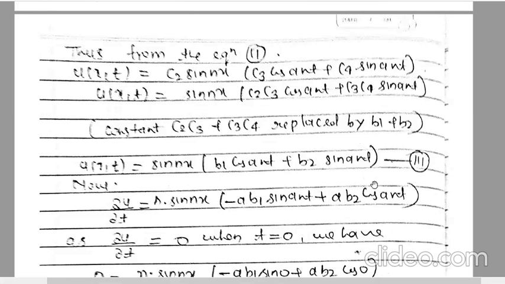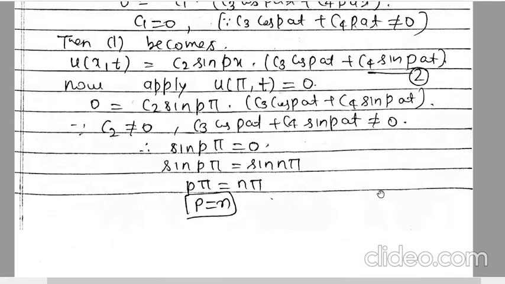We can write the constant as anything, right? Just mention in your theory what you are doing here. So u(x,t) = sin nx (b1 cos ant + b2 sin ant). This is your equation third.